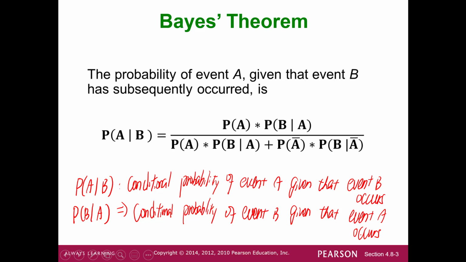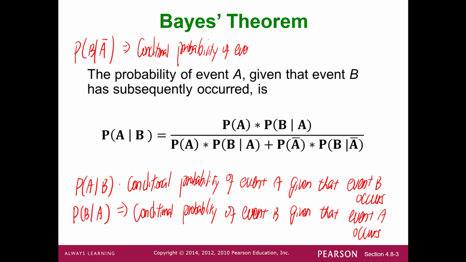And we also have the probability of B given that A is not occurring. So this is the conditional probability of event B given that event A did not occur. A bar here indicates A did not occur.